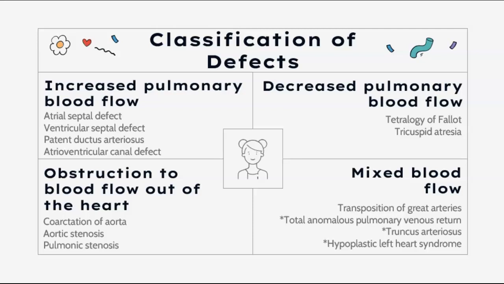Mixed blood flow includes transposition of the great arteries, total anomalous pulmonary venous return, truncus arteriosus, and hypoplastic left heart syndrome. The last three we won't cover, but know that they are types of congenital heart defects. What happens in mixed blood flow defects is fully saturated systemic blood flow mixes with desaturated pulmonary blood flow, causing a relative desaturation of the systemic blood flow.